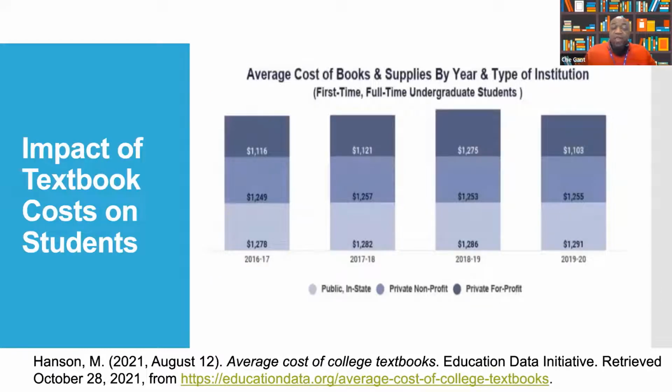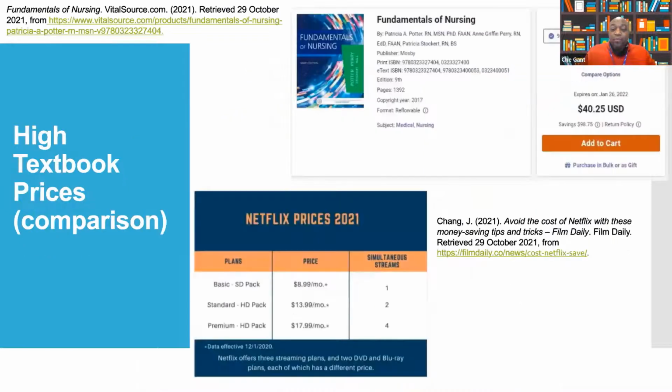So in this slide, we have the impact of textbook costs on students. This is from the past 5 school years, and it shows the comparison in cost of textbooks from public and state, public or private nonprofit institutions, and private for-profit institutions. And this is something that we can all relate to, high textbook prices, and this is a comparison.